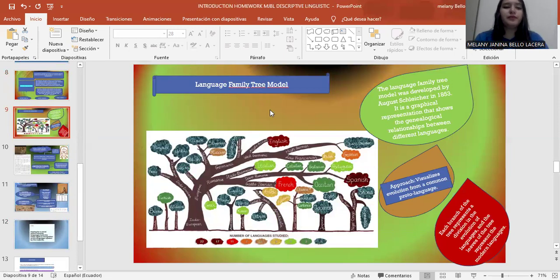Now we have the language family tree model. The language family tree model was developed by August Schleicher in 1853. It is a graphical representation that shows the genealogical relationship between different languages. It focuses on visualizing the evolution from a common proto-language, and each branch of the tree represents a division in the evolution of languages.